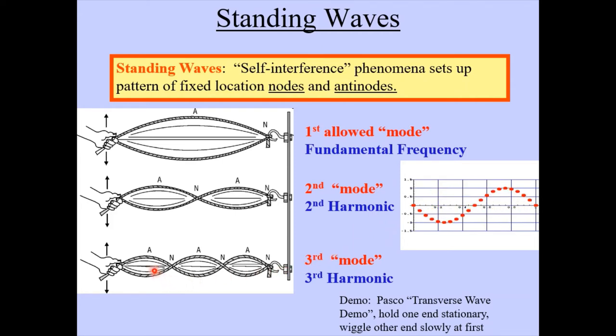And then the third mode would have three humps, and you remember that the humps are called antinodes, and the places where the string is basically not moving, which are the two ends and also these minimum positions here, are called nodes.